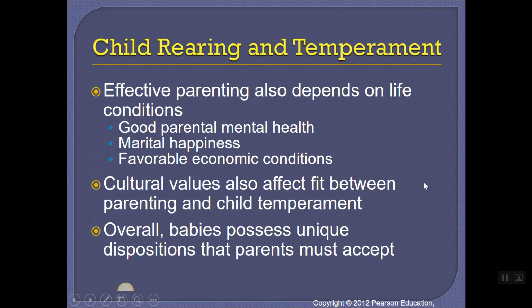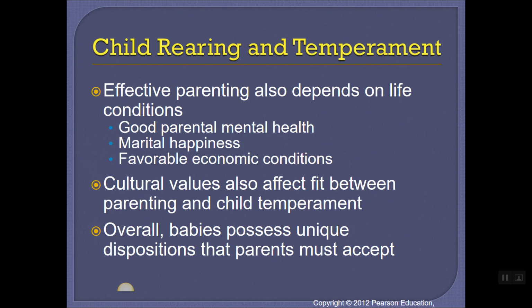So, again, if we as parents and caregivers are contributing to temperament, being an effective parent depends on multiple life conditions, such as, do we have good parental mental health? Well, that depends on a lot of things, right? Are we happy in our marriage or being single or where we are in our relationships? Do we have favorable economic conditions? Do we have money and stability? Well, all of these are kind of interconnected, right? A parent will most likely have positive mental health when they have favorable conditions in all areas of their life.